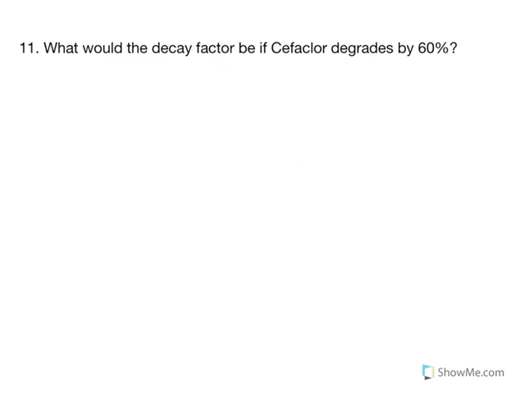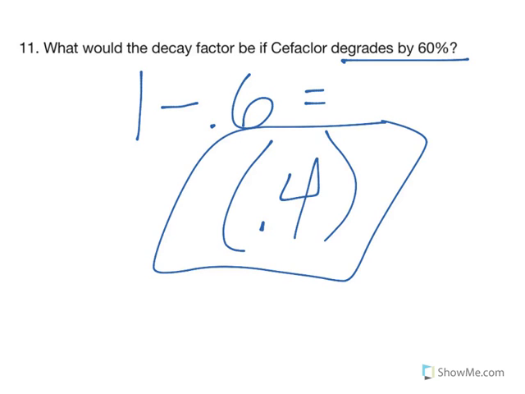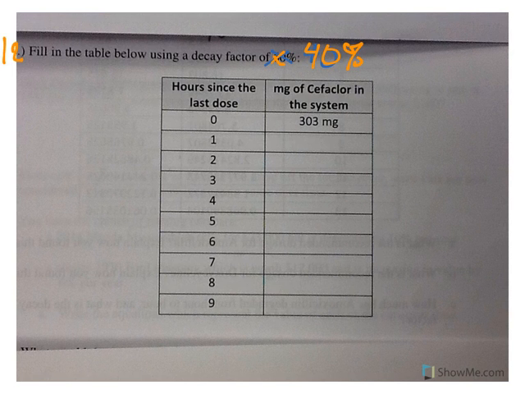Now we're going to keep playing with Cephalexor, but we're going to pretend that it degrades by 60%. So if you're thinking about it, if it degrades by 60, we would subtract the 0.6. Right, so my new decay factor is 0.4. So instead of 0.5, we're at 0.4, because if it degrades by 60%, that means 40% is still there. So, fill in the table below using the decay factor of 40%. Well, what does that mean? Well, if 40% is still there, that means we're going to take what we have and multiply by the amount that is still there.